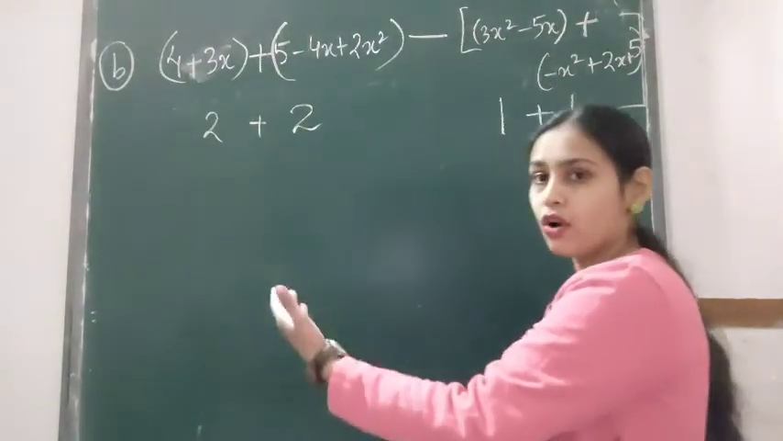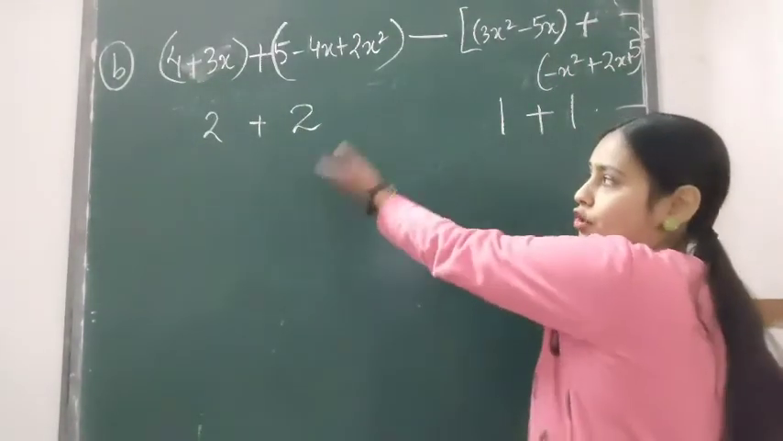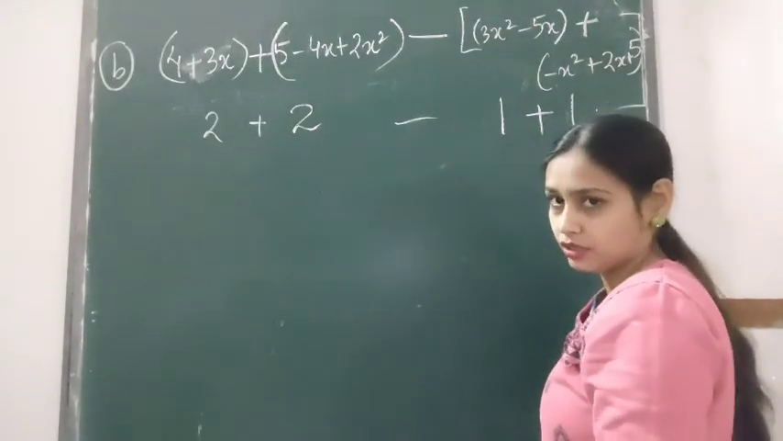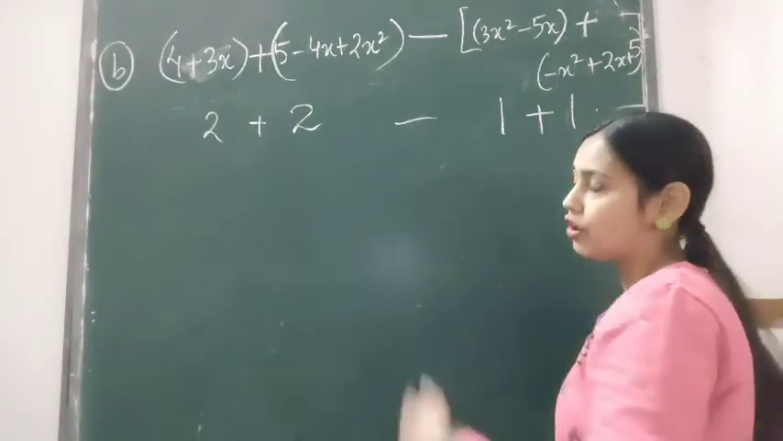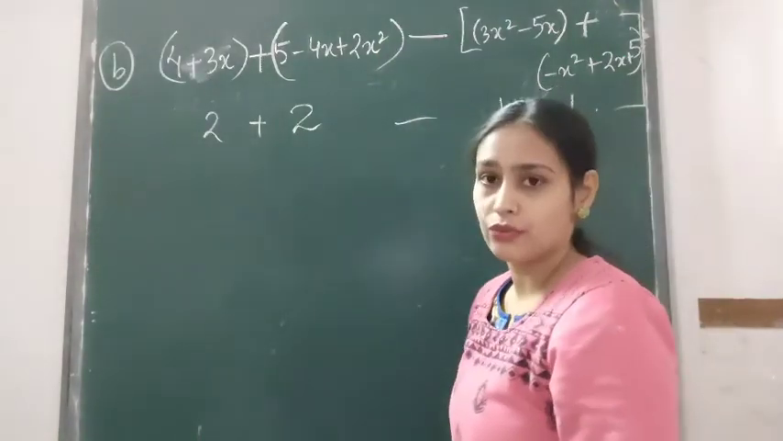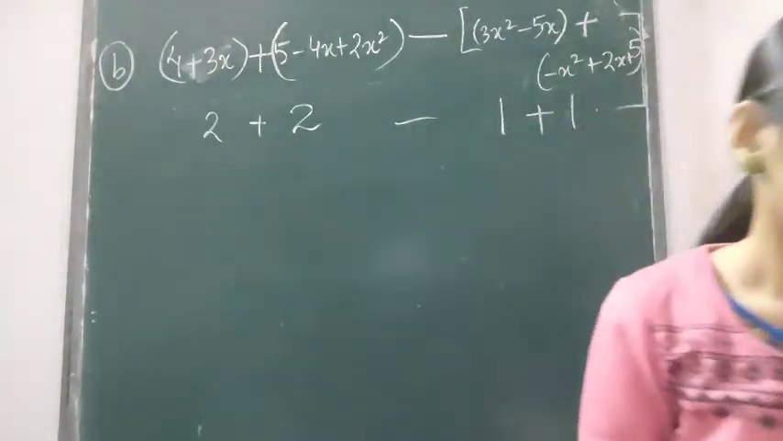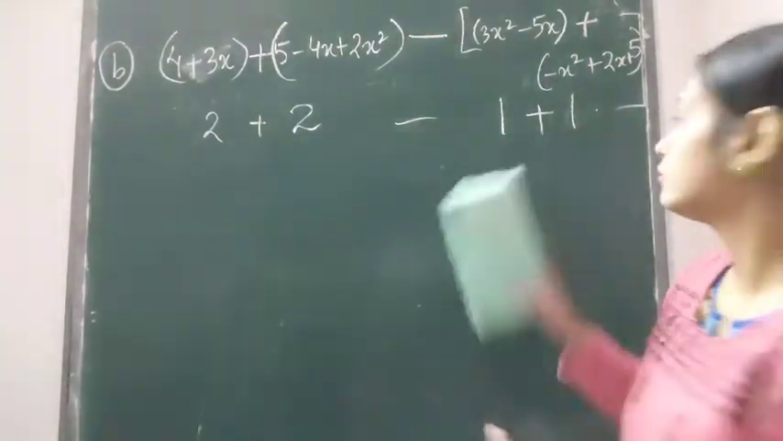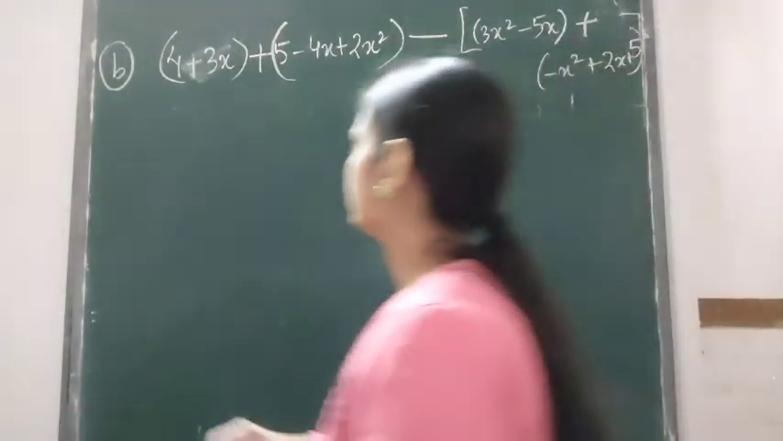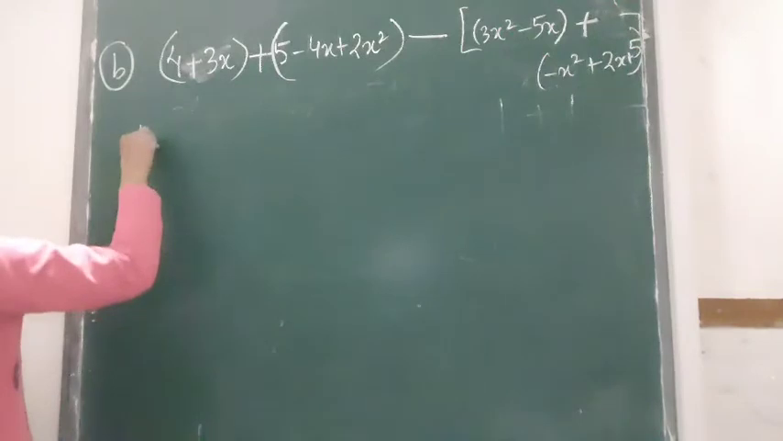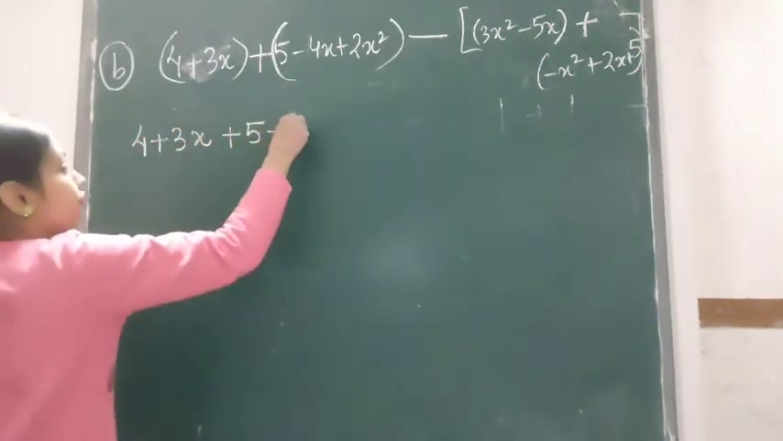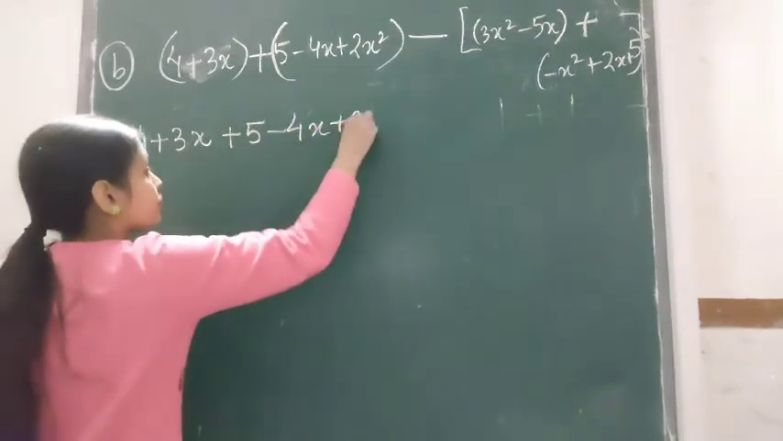So 2 plus 2, 4. 1 plus 1, 2. 4 minus 2 we have to do. Okay? This is your question actually. Instead of numbers, we have got terms, the algebraic expressions. So the first thing, let's remove the bracket. 4 plus 3x plus 5 minus 4x plus 2x square.